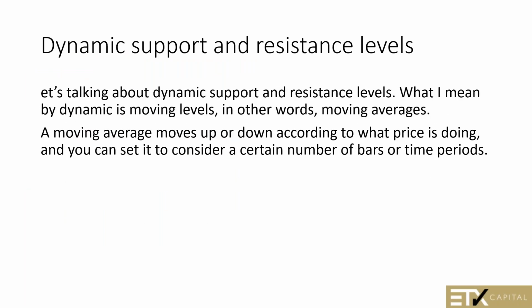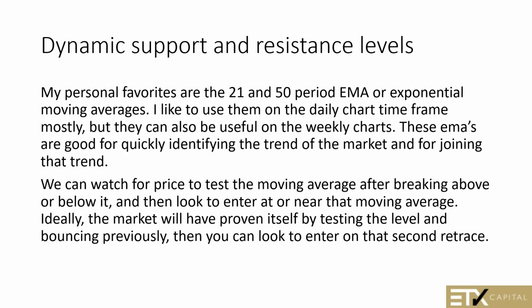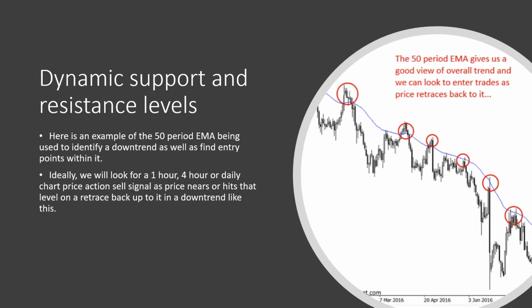So I mentioned we had dynamic support and resistance, which comes off of moving averages and pivot point charts. And then we have static support and resistance, which comes off of support and resistance lines. So here is an example on this screen of support and resistance, or what we call dynamic, based on a moving average. And see, the blue line is the moving average.